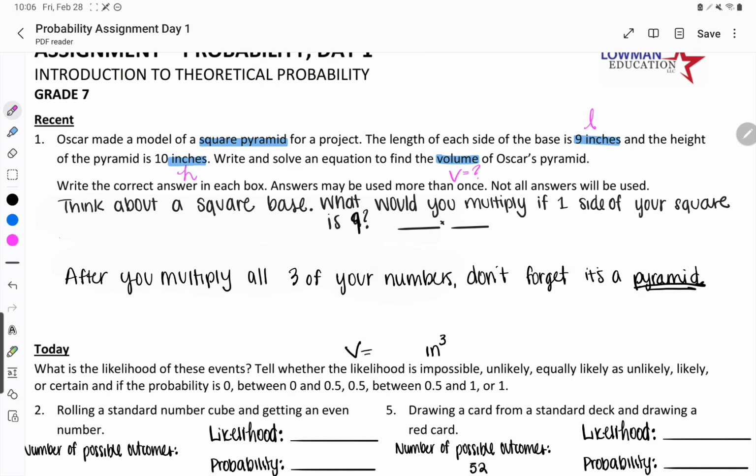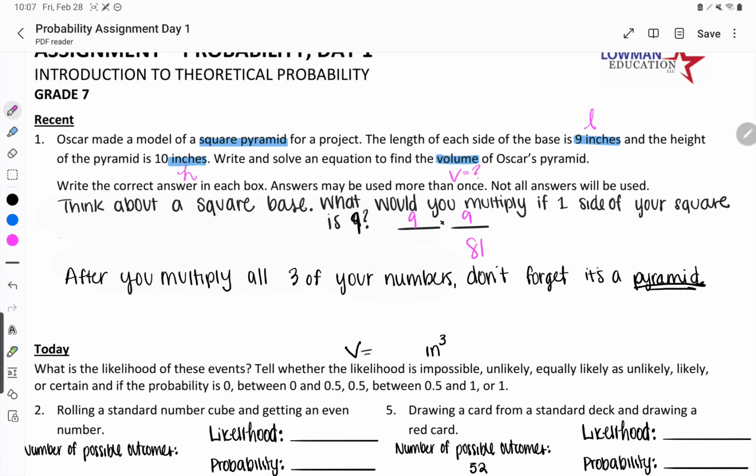What would you multiply if one side of your base is 9? Well, for squares, what do we know about squares? We know that squares have all equal sides. So if one of your sides is 9, what's your other side? 9. That gives us 81.